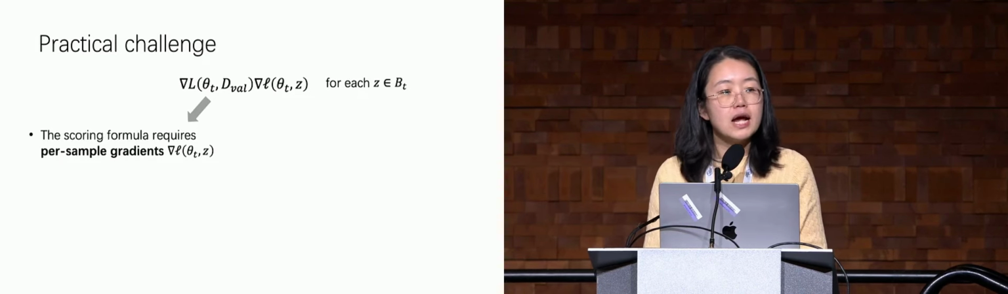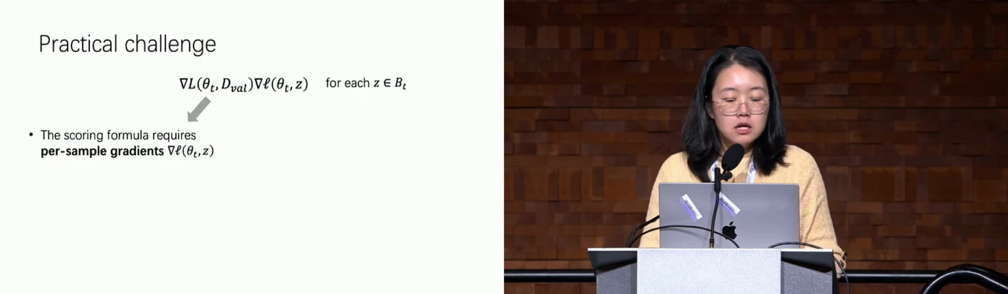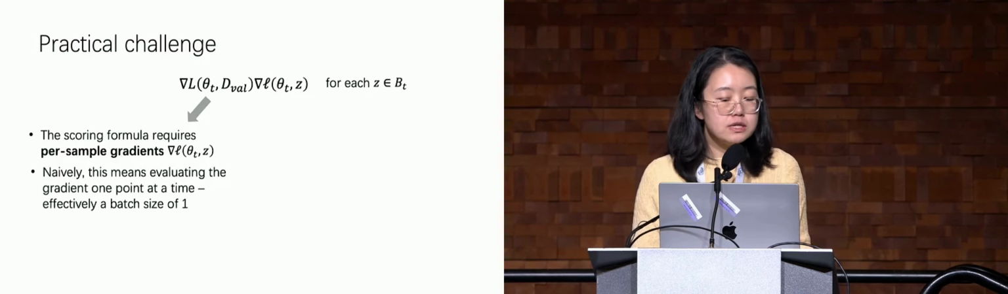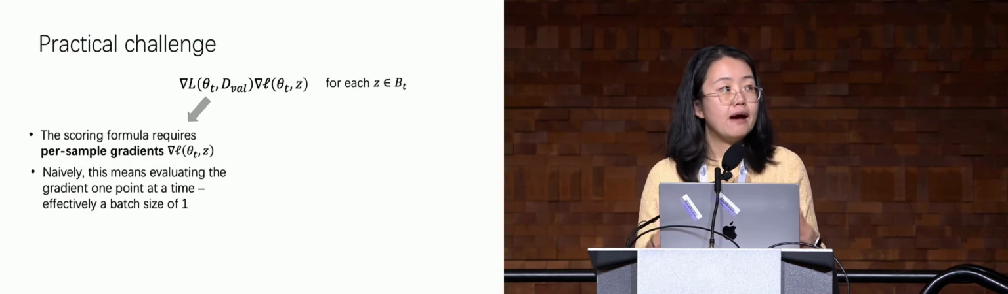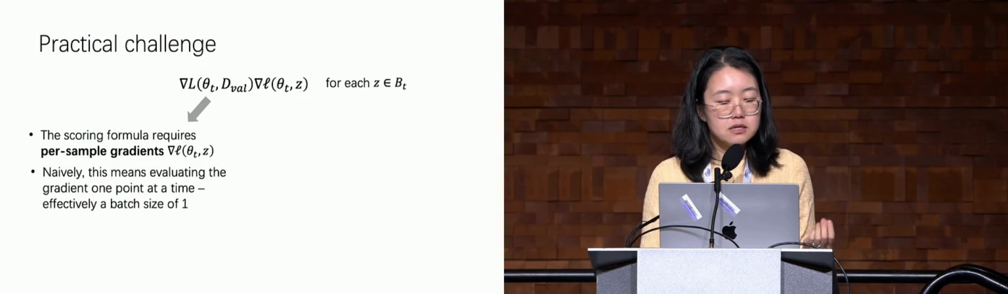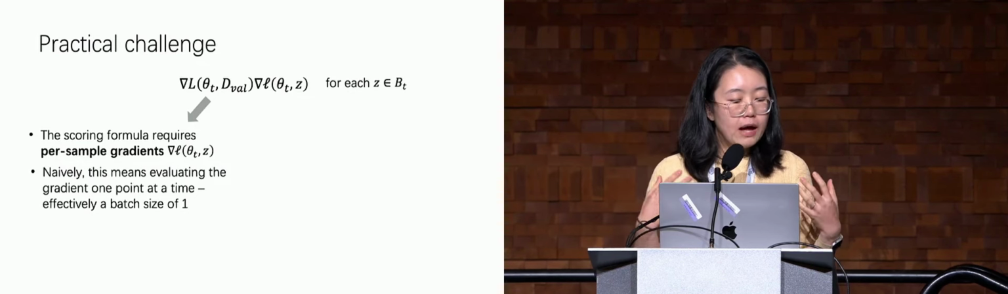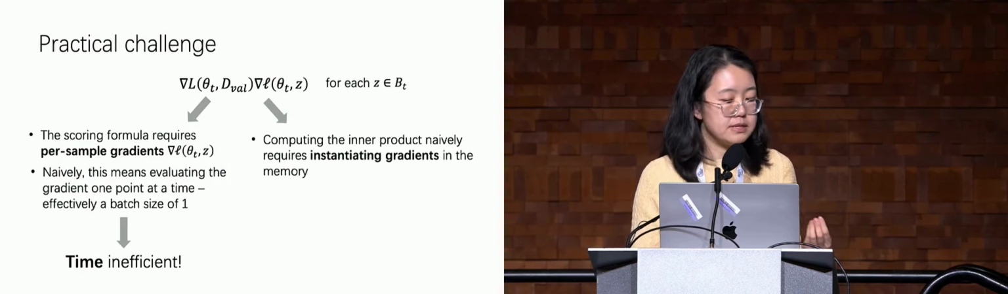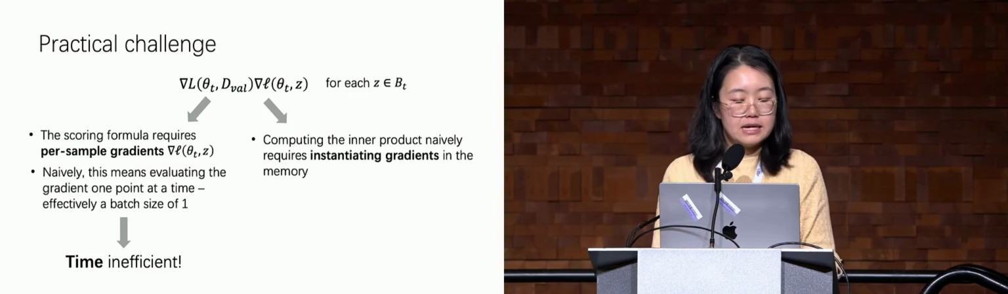But there is still a practical challenge when we try to implement it at foundation model scale. What is the challenge? So recall this is our scoring rule. Z is our training data, and we score this training data based on its gradient dot product with the validation gradient. We have to compute this score for each data point in the batch and pick the best ones. So we have to have access to the gradient at each individual training point, which we call per-sample gradient. How can we get per-sample gradient? Well, it's not an easy task.